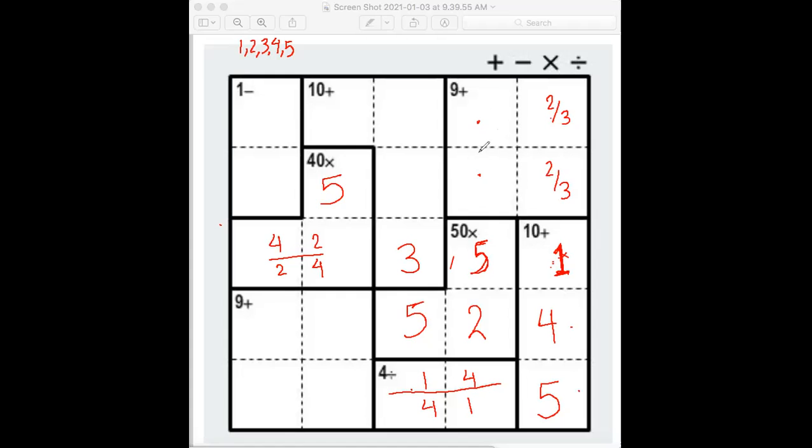And the only way we could make a 4 here is 2 and 2, which is not allowed, of course, and then you have to have 1 and 3. So these are 1 and 3. 1 or 3. Okay, something is not right.